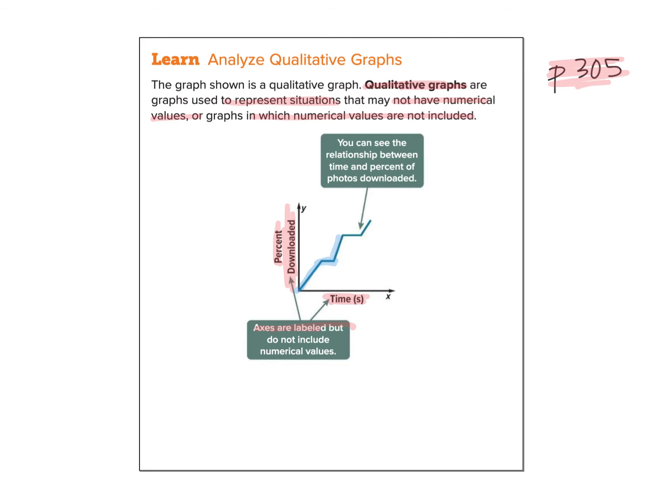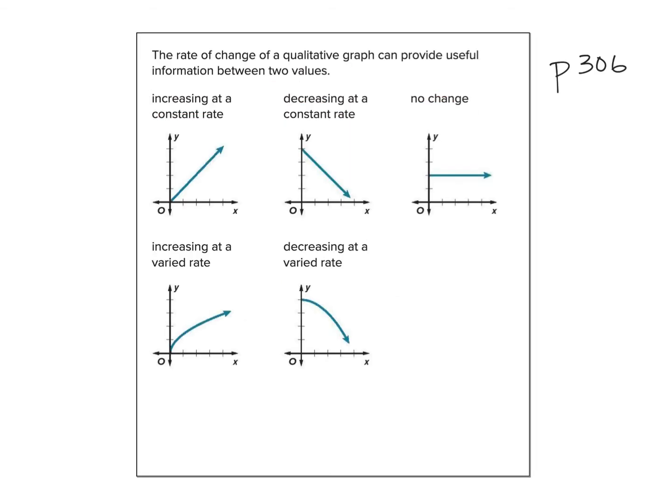And then it was going up again, and then maybe it stopped working, and then it kept downloading. So this is an example of a qualitative graph.